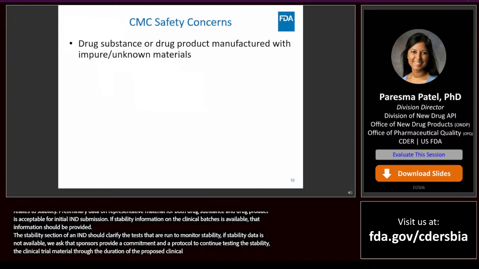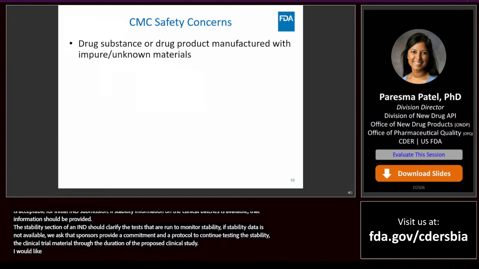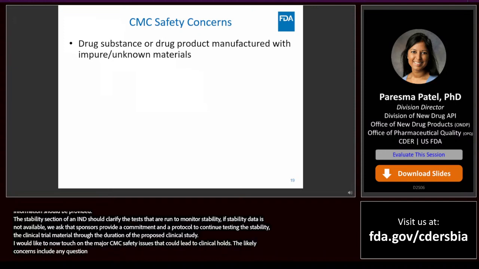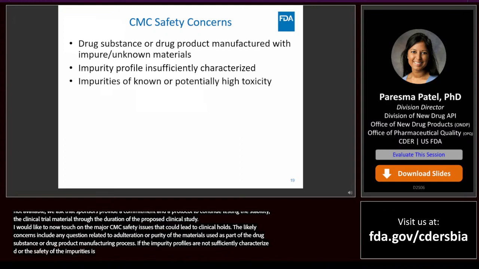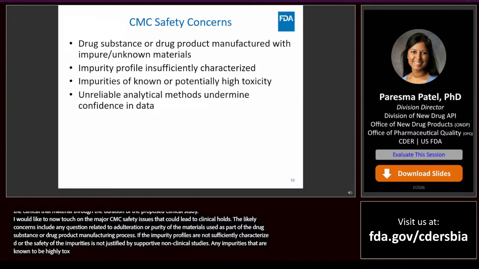I would like to now touch on the major CMC safety issues that could lead to clinical holds. The likely concerns include any question related to adulteration or purity of the materials used as part of the drug substance or drug product manufacturing process. If the impurity profiles are not sufficiently characterized, or the safety of the impurities is not justified by supportive non-clinical studies. Any impurities that are known to be highly toxic or pose potential risks to patients.